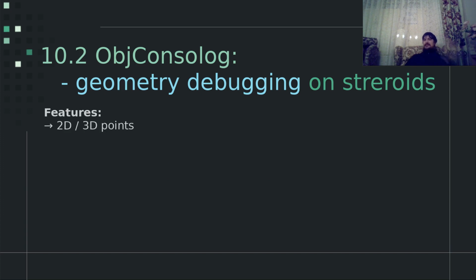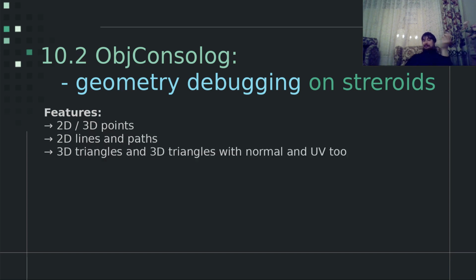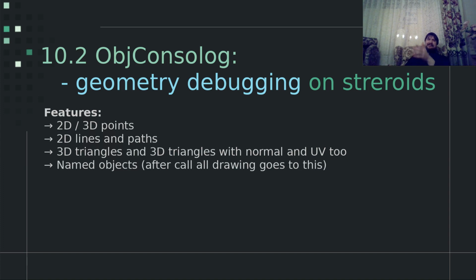Okay, what features should this ObjConsolog have? 2D and 3D points. I separated the two, but it's unnecessary. Lines and paths, triangles, and also triangles with normal and UV values, and nothing else. Oh, of course, something more: named objects. So you can say from this point on, every call will end up in this named object. So you have separate objects in your Blender file after you open it.